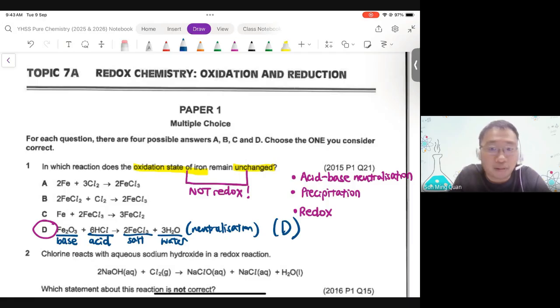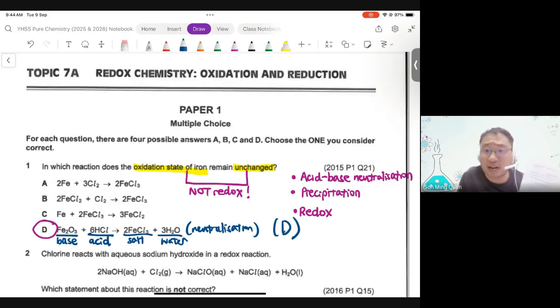Okay, some of you probably went to work out the oxidation states of iron in every single option. That is very time consuming. If you know that they are just asking you which reaction is not redox, then you don't go and work out oxidation state slowly. Just think which one is neutralization or precipitation. Go for that, because neutralization and precipitation is not redox. So this is the thinking process. I do not want to see people working on oxidation state slowly for this question because you will run out of time. Okay, so that is question number 1 of topic 7a.